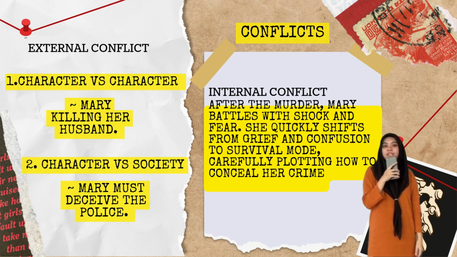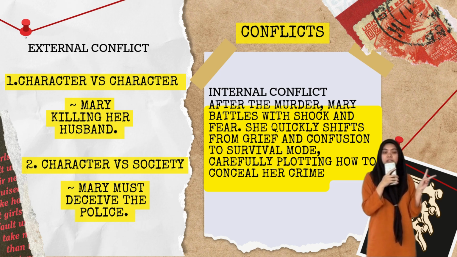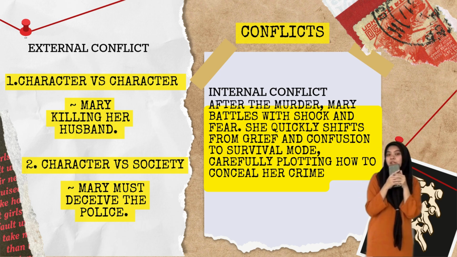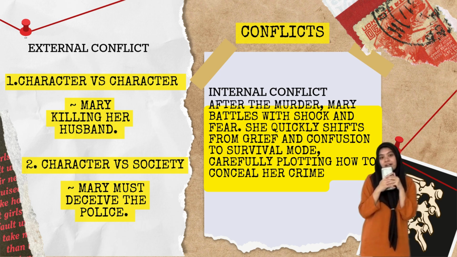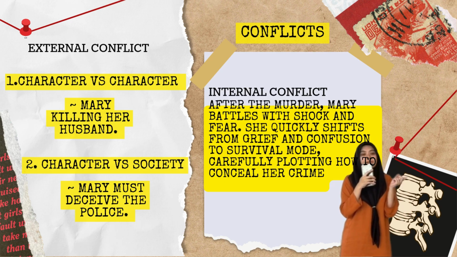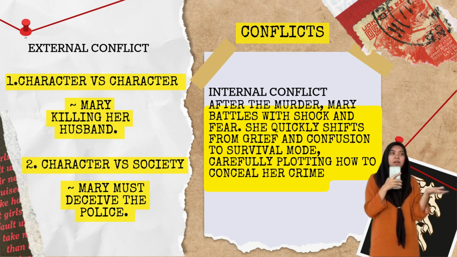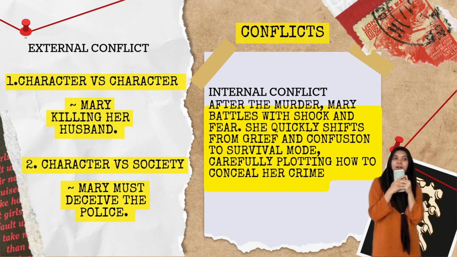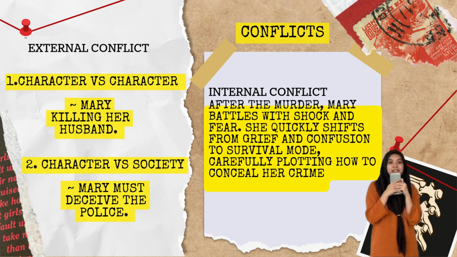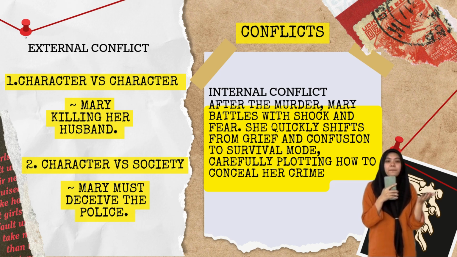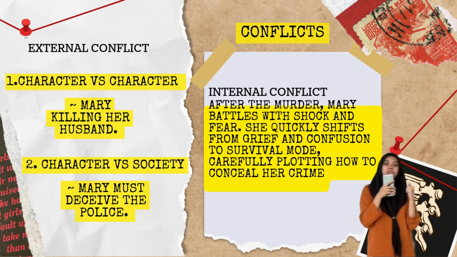Three conflicts in the Lamb to the Slaughter short story. Two of them are external conflicts, while one of them is an internal conflict. So the first external conflict is character versus character, where Patrick Maloney tells Mary that he is leaving her, likely for another woman. This betrayal shatters Mary's whole world, leading her to impulsively kill him with the frozen leg of a lamb.